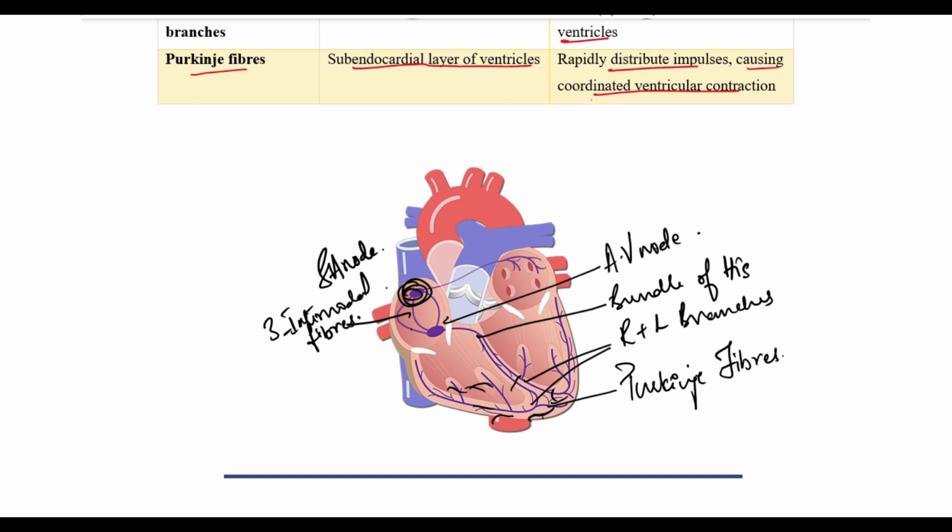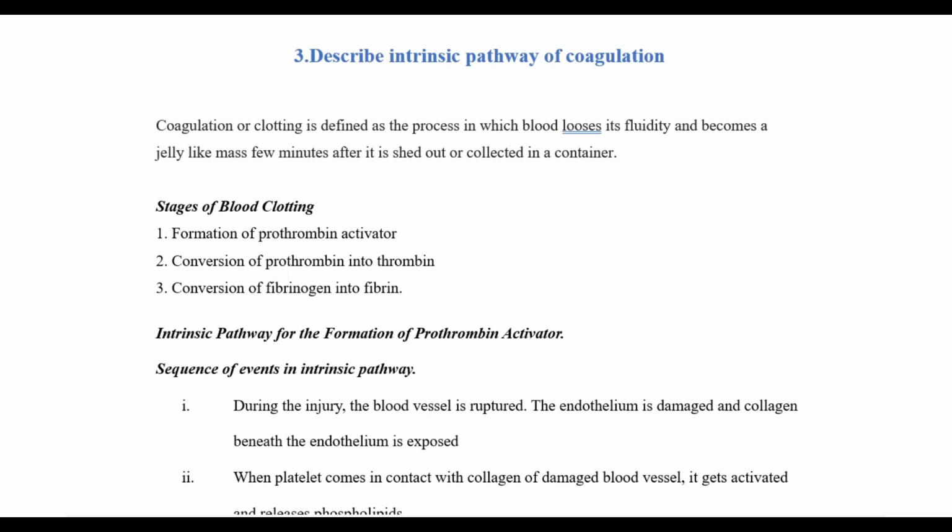So this covers your 5 marker on the conducting system of the heart. Let's see the next question. Describe the intrinsic pathway of coagulation. This is a 5 marker. This was also asked previously in November 2021.